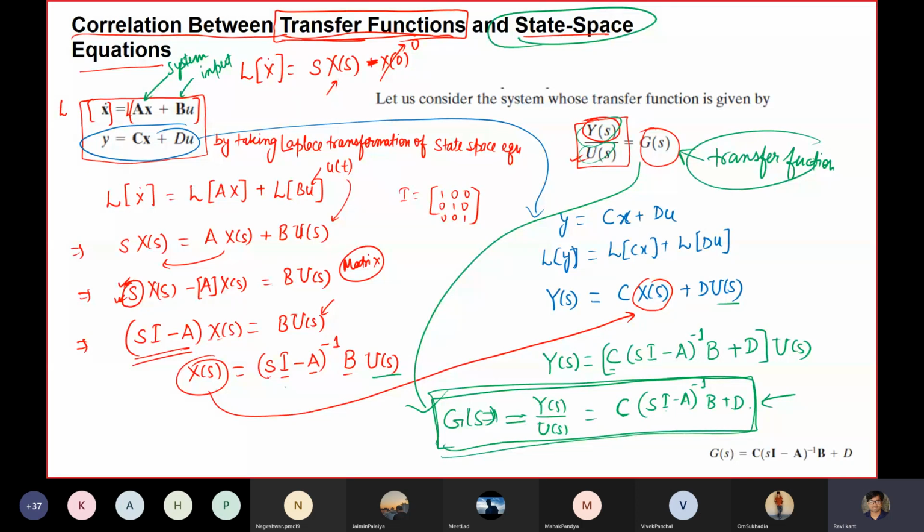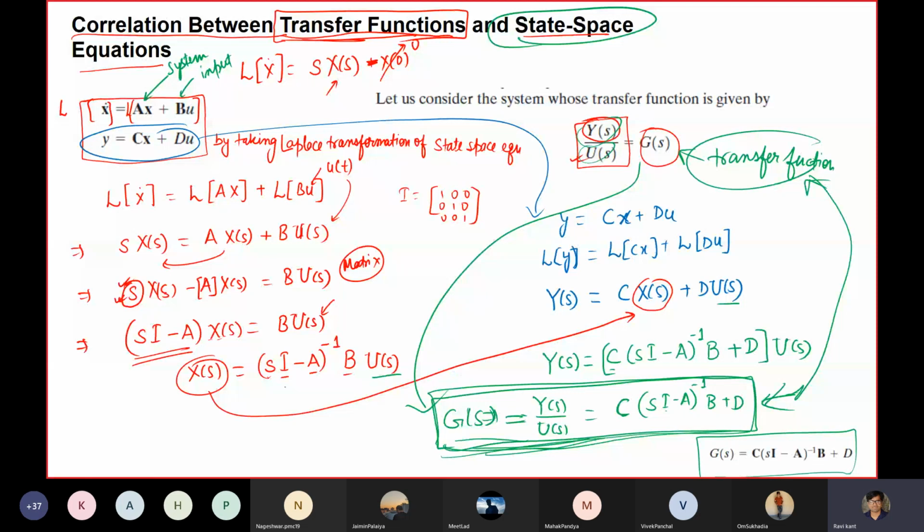Okay. So in the tutorial session, maybe in the next one, or maybe Yogesh will tell you in MATLAB or in Scilab how to get the transfer function if at all your state space is given. Okay.